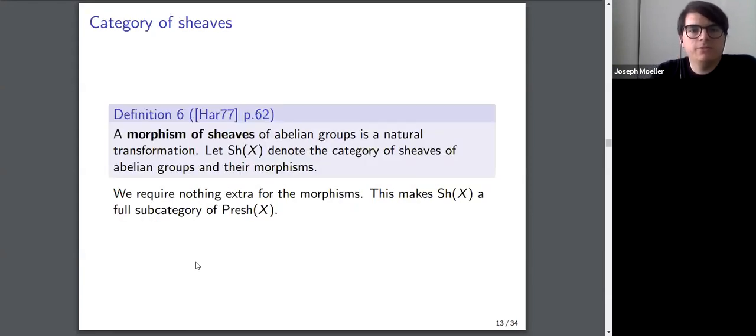Okay, so the category of sheaves. A morphism of sheaves, there's a lot of words to say that it's nothing special. It's exactly a morphism of presheaves. And because of that, it's a full subcategory. All morphisms of presheaves, if they happen to be between sheaves, are a morphism of sheaves.